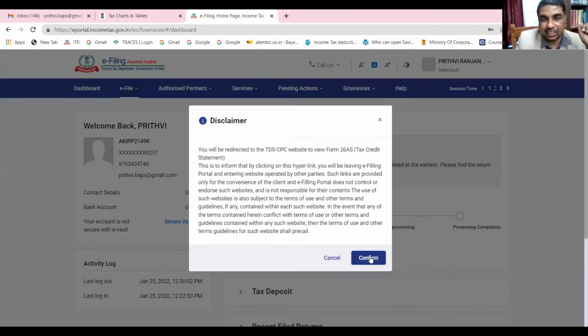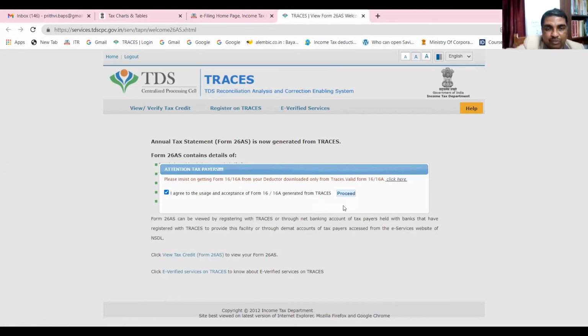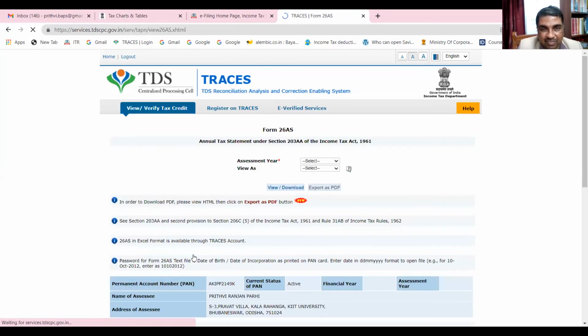So this is a disclaimer. I can confirm, I agree to accept the form that we'll see. Let us proceed. Now here is a link you see, view tax credit from Form 26AS. If tax is deducted, everyone can search here. Would you like to click here? Let me click it for you.